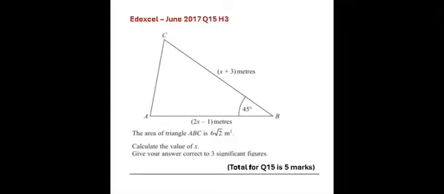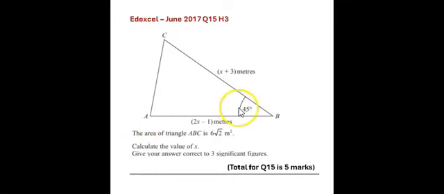This is a geometry problem. It is from June 2017. It's question 15, paper 3, Edexcel specification. We are given a triangle and we know the area. It's given the area of the triangle ABC.